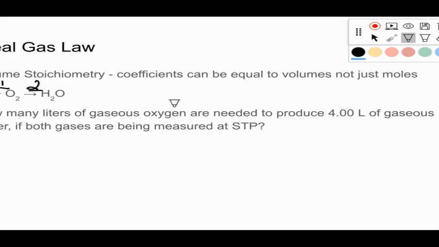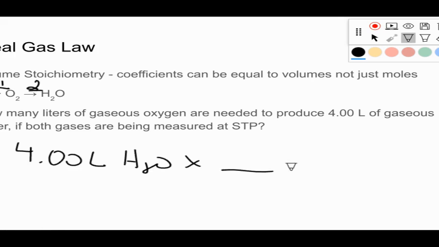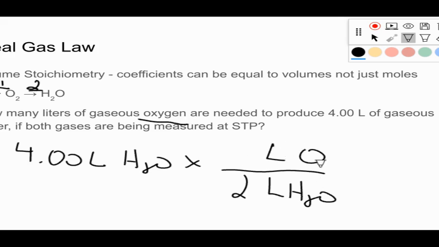So how many liters of gaseous oxygen are needed to produce 4.00 liters of gaseous water if both gases are being measured at STP? So it is going to be a really basic one-step conversion. I'm starting with water. If I start with water, I have to cancel with water. And I'm going to use these numbers as my liters because these coefficients can represent more than just moles. So it is going to be 2 liters of H2O. I'm trying to get to oxygen. That's my unknown. That's what I'm solving for. So it's going to go on top.